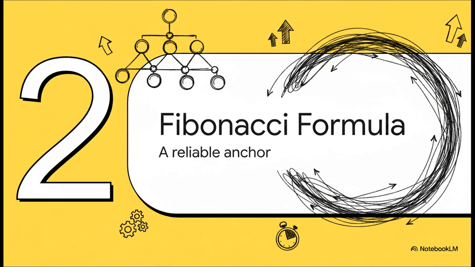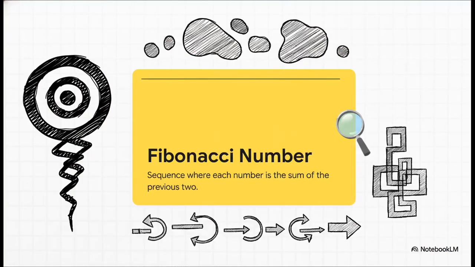Section 2. The Fibonacci formula. To really wrap our heads around this, we need a solid anchor. And honestly, there's no better example than the classic Fibonacci sequence. What's so beautiful about this is how incredibly simple the core math is. It's built on a super basic rule. You just take the last two numbers you generated, add them together, and boom, you've got your next number.